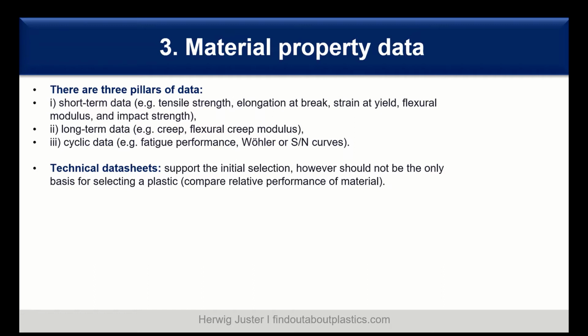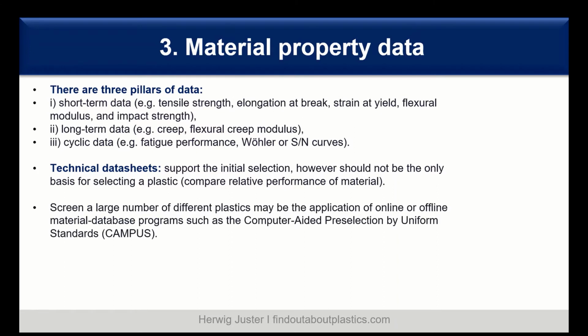And technical data sheets are a good support for initial selection. However, they should not be the only source for selecting a material. Technical datasheets are handy to compare the relative performance of materials to each other. And for screening a large number of different plastics, we can use online or offline databases. I just mention here CAMPUS, the computer-aided pre-selection by uniform standards, which has existed for several years already and works well in this field.